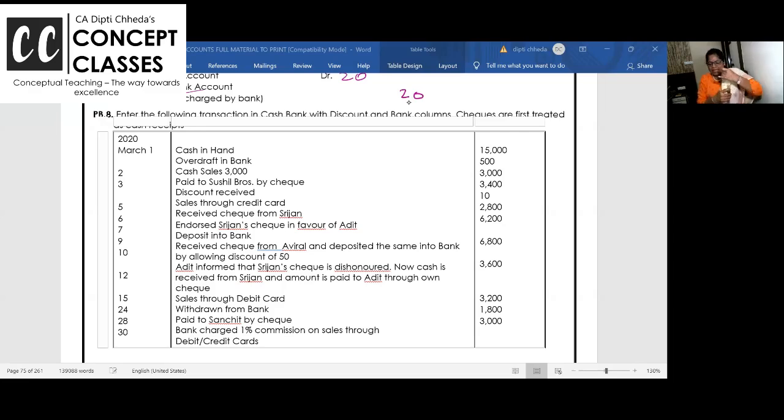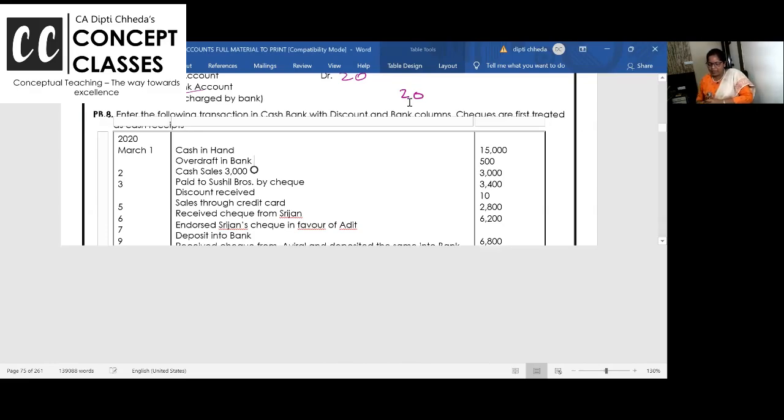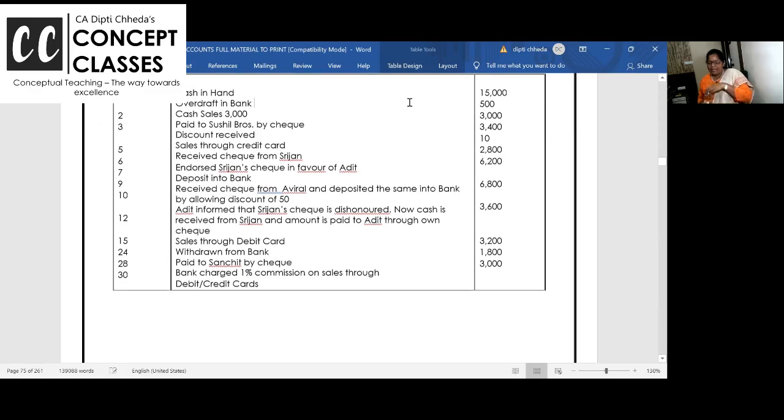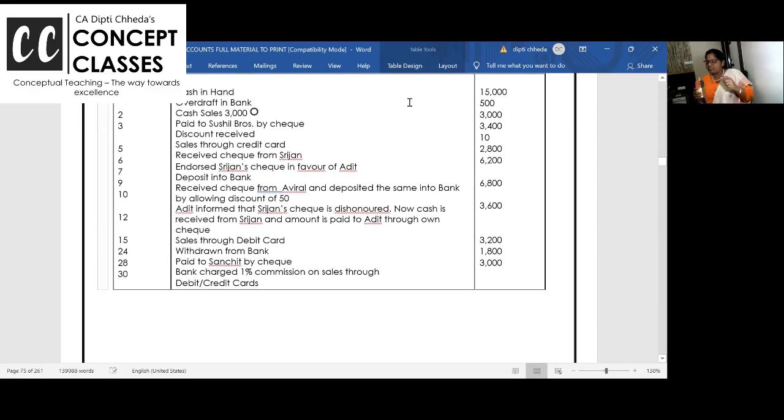Chalo, very quickly, let us continue triple column. Any doubt in the 8th problem, you can ask. See, in this problem, bank is overdraft, cash is routine.